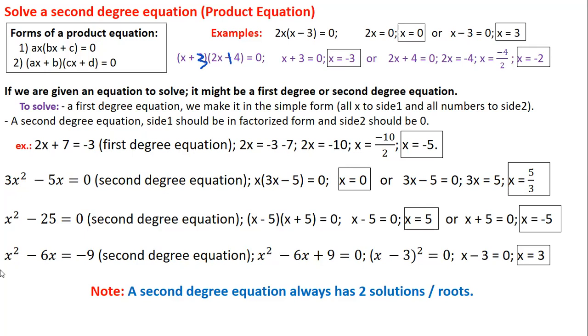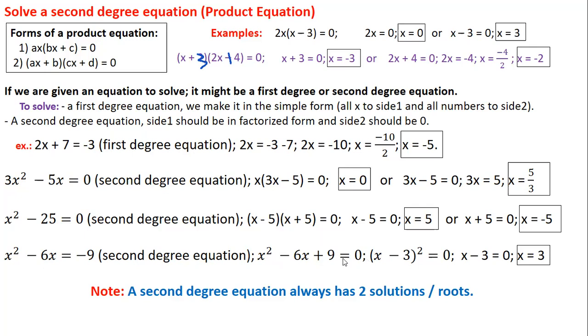Or we can have x squared minus 6x equal minus 9. This is a second degree equation. And as I said, always the second side should be 0. So to make it 0, we take the minus 9 to side 1. It becomes plus 9 equal to 0.